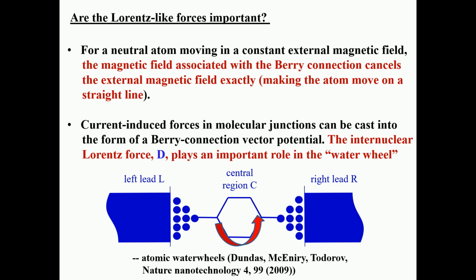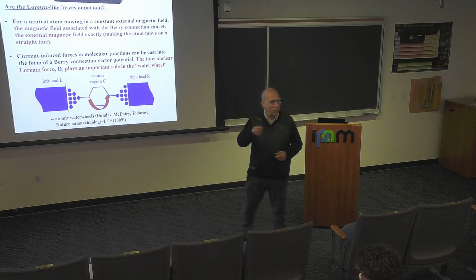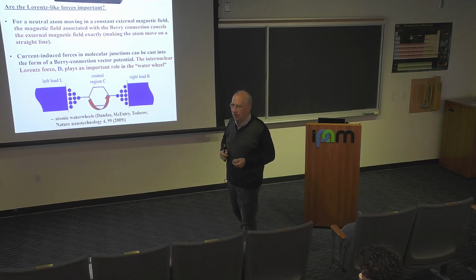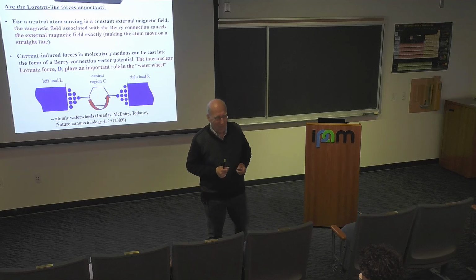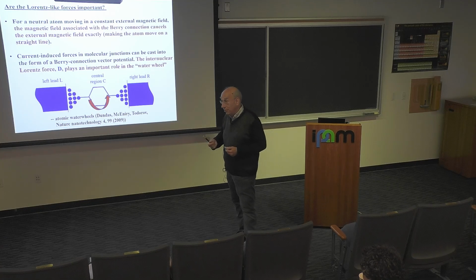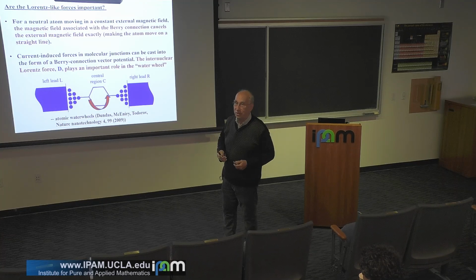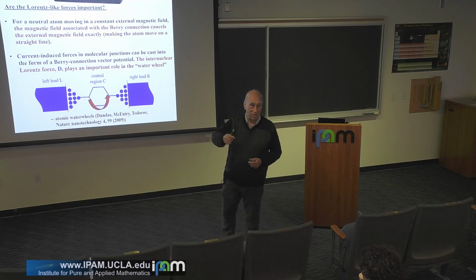So if it's a neutral atom, the intuitive answer would be it's a straight line. But then, these Lorentz forces act on the electrons, they act on the nucleus. It's actually kind of complicated if you take it seriously. And it turns out that for this particular case, a single neutral atom moving in a magnetic field, this Berry connection force exactly cancels the external magnetic field. So indeed, it's a straight line.